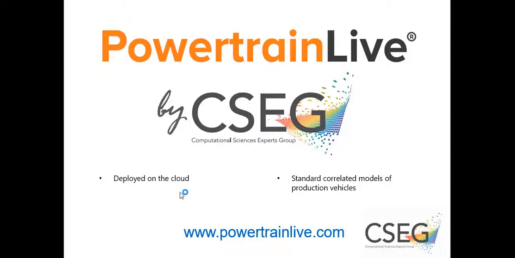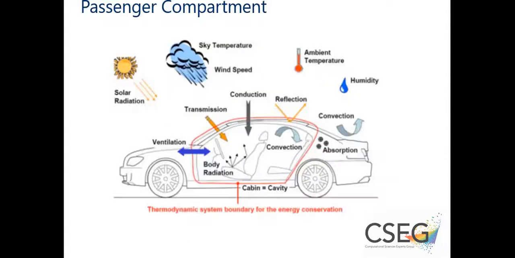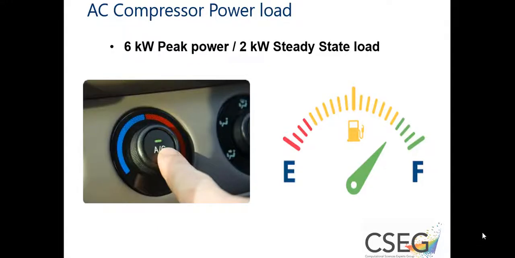This video illustrates the effect of battery and AC compressor power consumption on a regular and plug-in hybrid vehicle and the various parameters calculated by the PowertrainLive vehicle model. Vehicle air conditioning loads are one of the most significant auxiliary loads present in the vehicle. An AC compressor can add up to 6 kilowatts of peak power load and about 2 kilowatts of steady-state load on the engine or the battery.